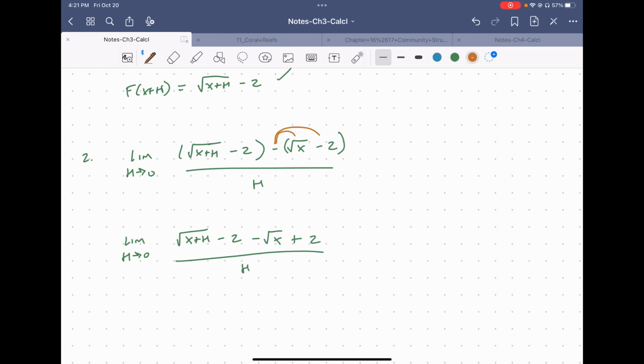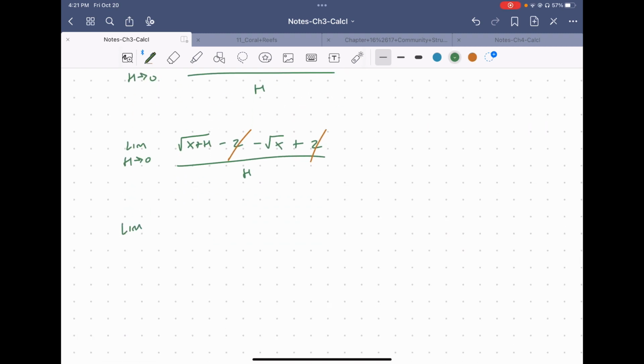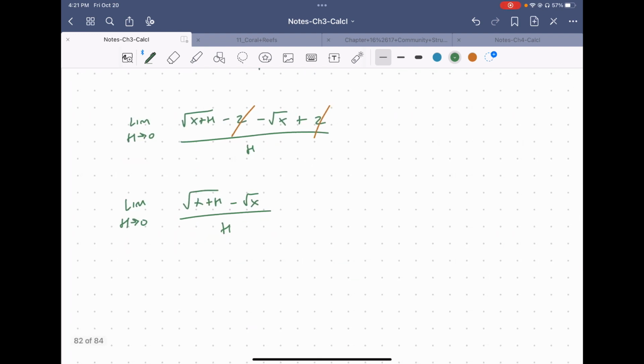Now you can see we actually have something to cancel out, the negative 2 and plus 2. And that sets us up better for the next part of the problem. So we go ahead and rewrite that, root x plus h minus root x over h. At this point, we're going to want to go ahead and take the conjugate, which is usually what you do when you have square roots in the problem and you want to simplify it further. And the conjugate is the opposite of the part that has the roots.